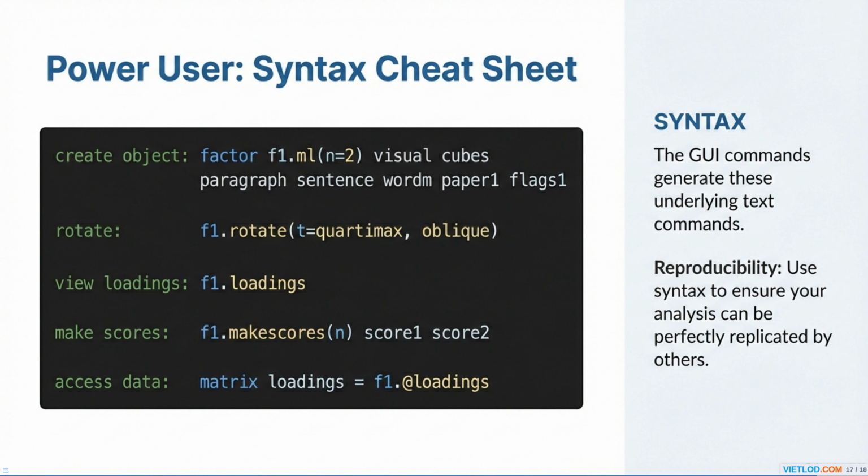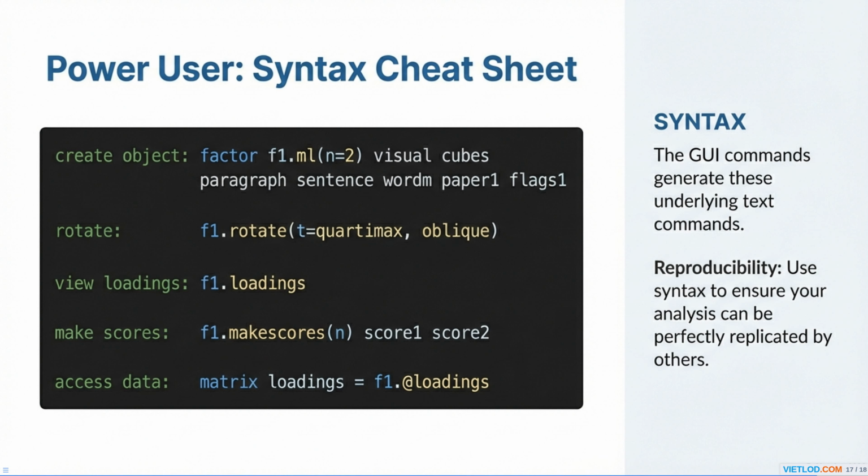Every action performed through the EViews graphical user interface, or GUI, generates an underlying text command. You can see these commands in the capture window. Using syntax instead of point and click is crucial for reproducibility. A script file ensures that you or anyone else can replicate your exact analysis perfectly, from object creation to rotation and scoring. The factor command creates the factor object.